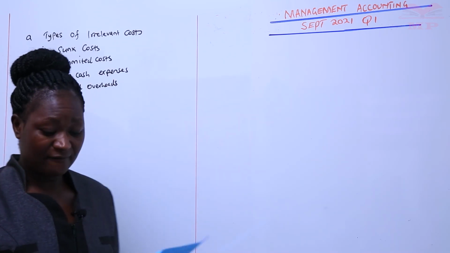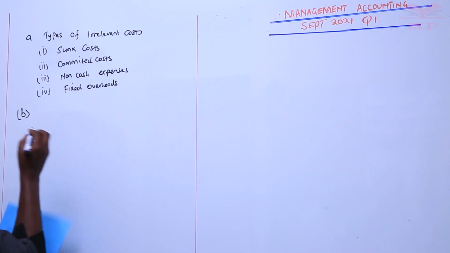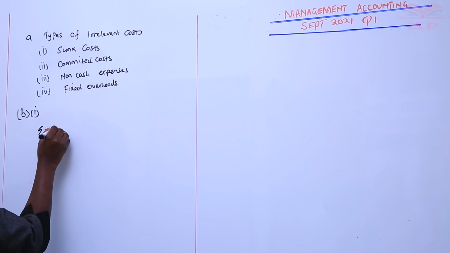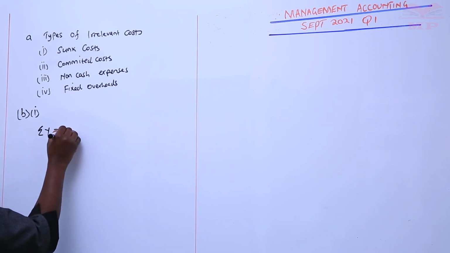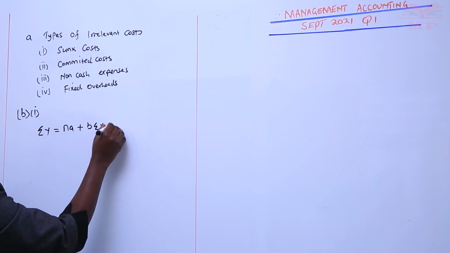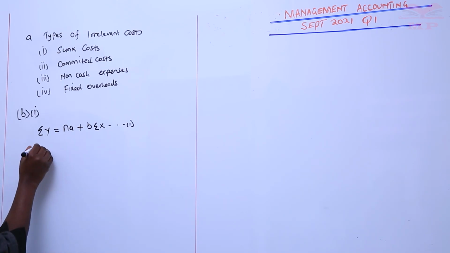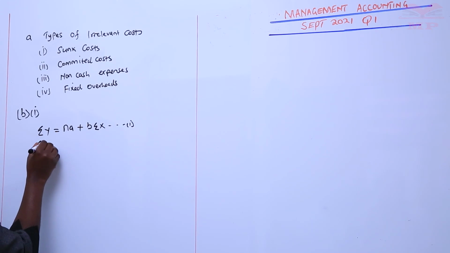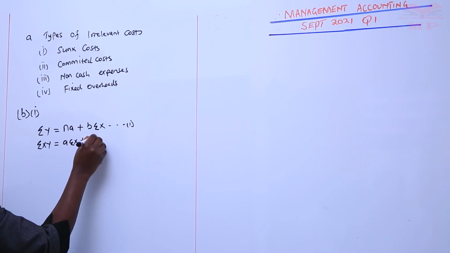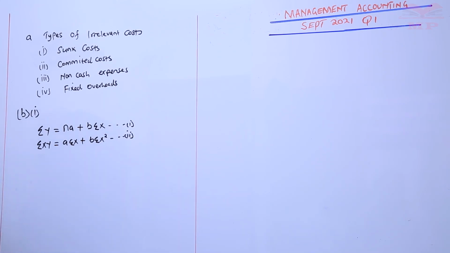So how do we determine the values of a and b? We are normally given the formula, and this is the formula. Sum of y equals na plus b sum of x. This will be our equation 1, because it's normally a simultaneous equation. And sum of xy equals a summation x plus b summation x squared. This becomes our equation 2.